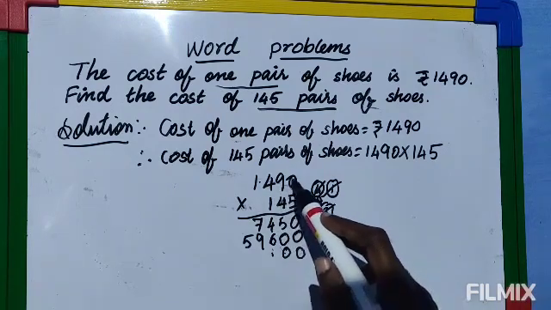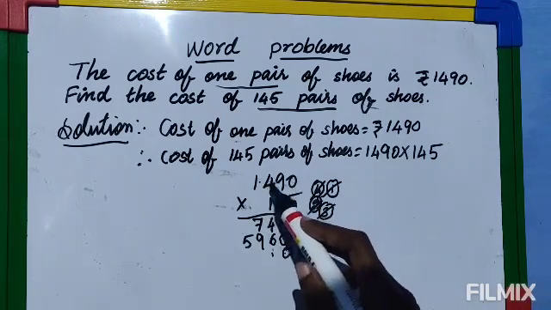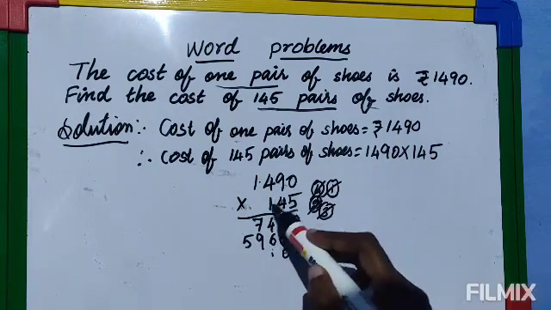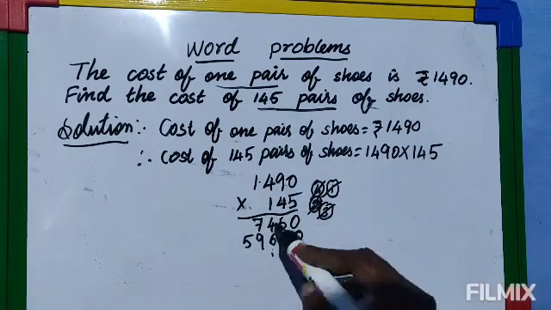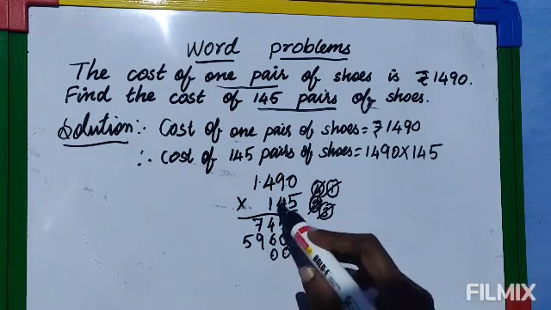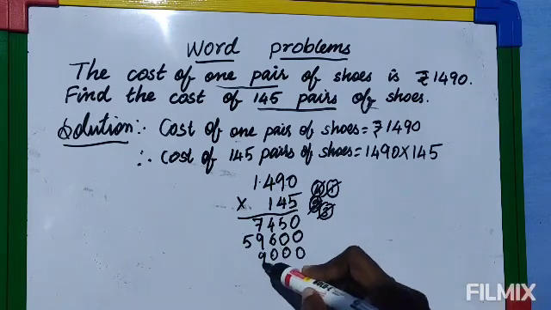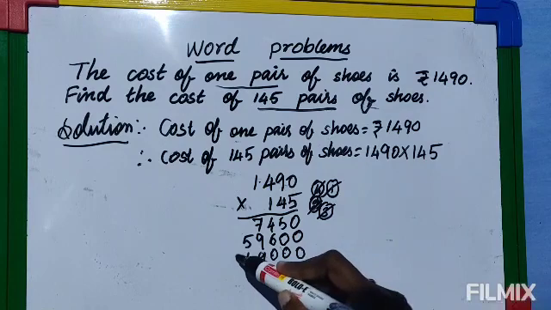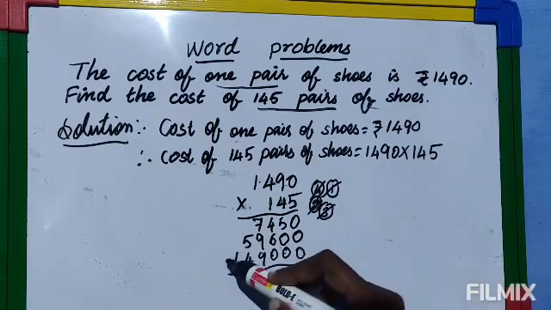So now we are going to multiply by all these 4 numbers. So all the 4 numbers will come as they are. 0 into 1, 0. 9 ones are 9. 4 ones are 4. 1 one is 1. So now we have finished multiplying.